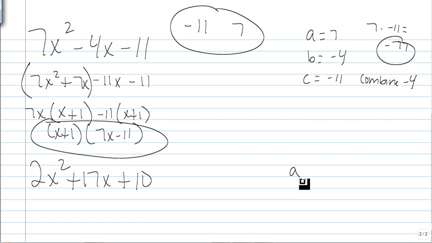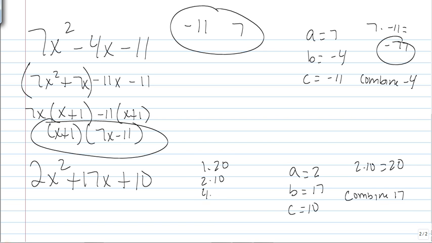Okay, so I have my a, which is 2, my b, which is 17, and my c, which is 10. So once again, let's multiply a times c. 2 times 10 is 20. So I'm looking for ways to multiply to 20, but also combine to 17. What times what is 20? There's 1 times 20, 2 times 10, and 4 times 5. Can I get a 17 out of any of these combinations?